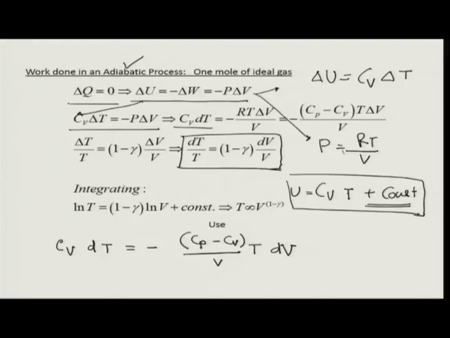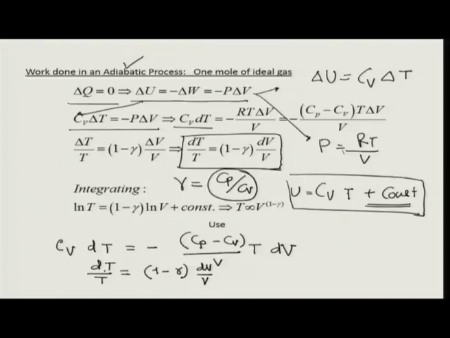I have intentionally not written where gamma is here. You can immediately see gamma is nothing but Cp by Cv, the ratio of the specific heat capacity at constant pressure to the specific heat capacity at constant volume. That is your gamma. Well, so this is the equation you have now. I write it again for clarity: dT by T is equal to (1 minus gamma) dV by V.